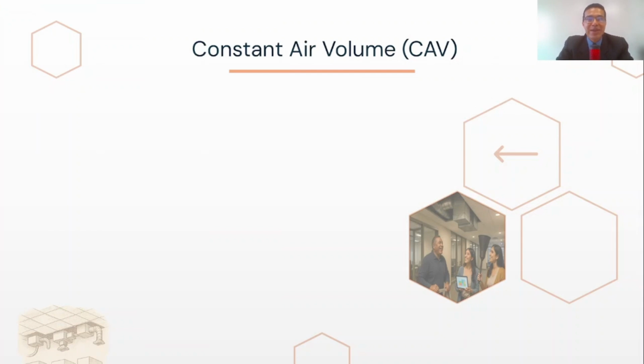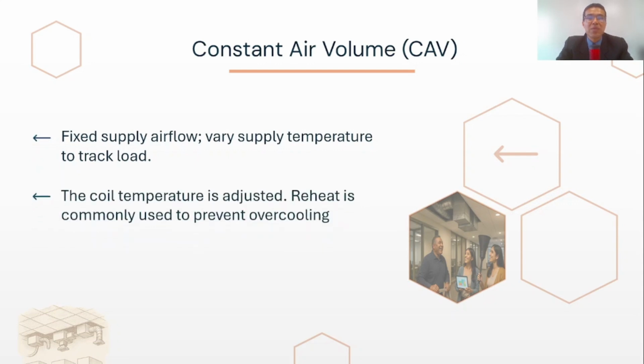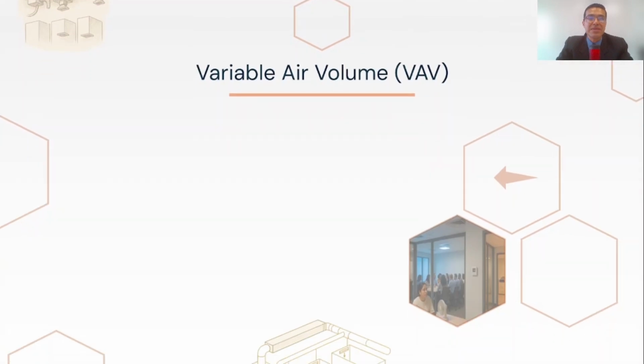Let's start with the CAV systems. In CAV, the fan delivers essentially constant flow to zones. To meet the reduced loads, the coil temperature or reheat is adjusted, which can increase energy use at part load. The approach is straightforward and can fit spaces with relatively stable loads and modest zoning needs.